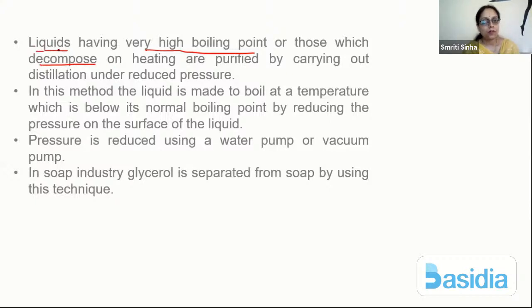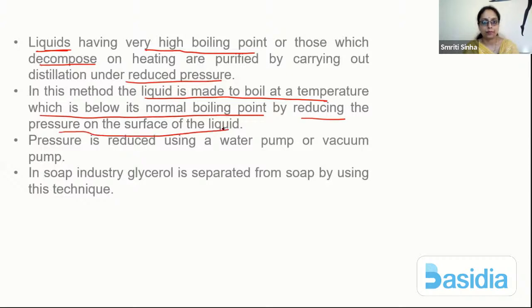So for such kind of liquid which has a high boiling point and starts decomposing at its boiling point, you need to do distillation at reduced pressure. In this method, the liquid is made to boil at a temperature which is lower than its normal boiling point. This is done by reducing the pressure on the surface of the liquid. Once the liquid starts boiling at the lower temperature, this liquid gets collected without decomposition in your collecting flask. Now here pressure is reduced by using a water pump or vacuum pump.